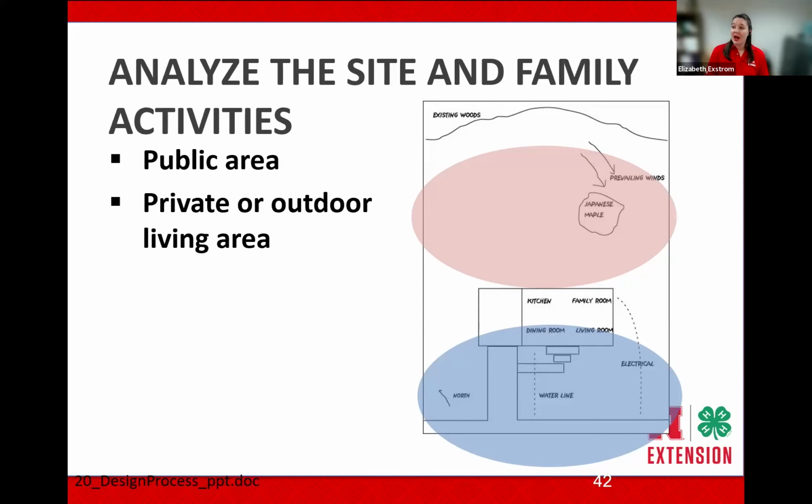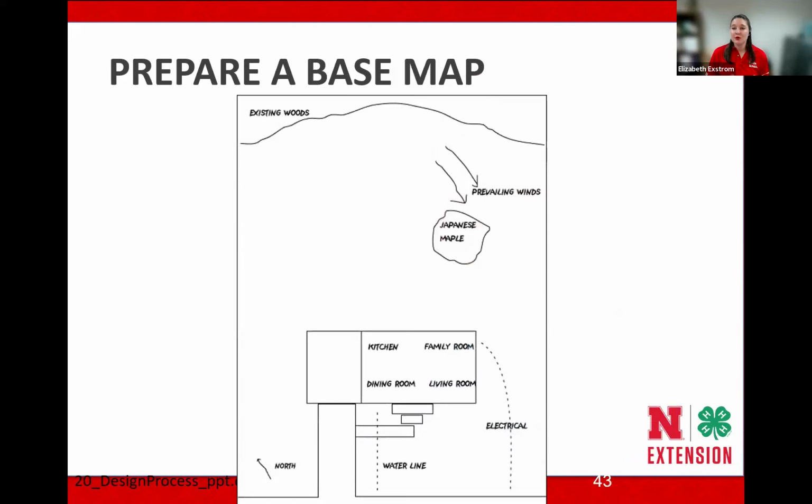I've got kids. I want lawn for them to run around on. That's going to be different than somebody who wants to change it into a vegetable garden or maybe install some pollinator plants. So knowing and analyzing that site and what activities you're going to do in those locations are going to be key. So next, what we're going to do is we're going to prepare that base map.